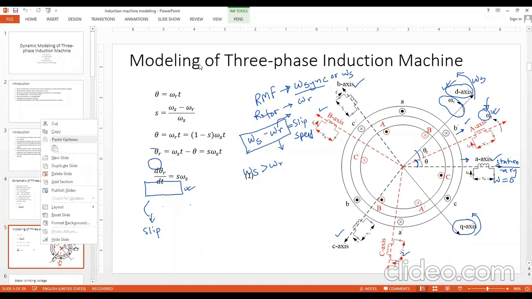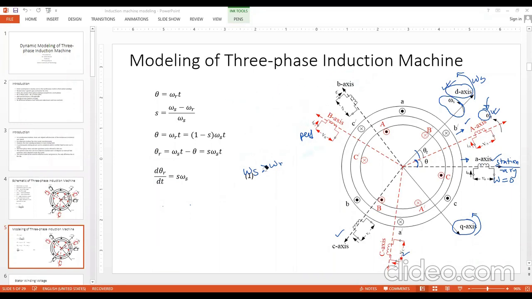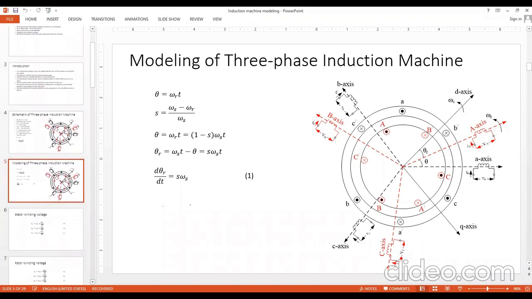Then we continued with our discussion. We completed this slide also, where we showed some of the basic relationships between theta and omega r, and the first time derivative of theta r. In that manner, we established the relationship between omega s, the slip, and the first time derivative of theta r. These are some of the relationships that would come in handy later on in our derivation.